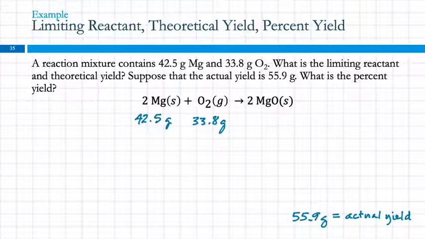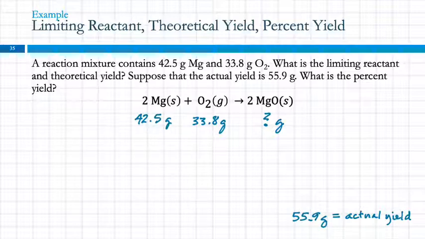It says, what is the limiting reactant and theoretical yield? Well, this is the product, right? There's only one product. And so it's asking, what's the theoretical yield? What's the most we could make if everything works perfectly?